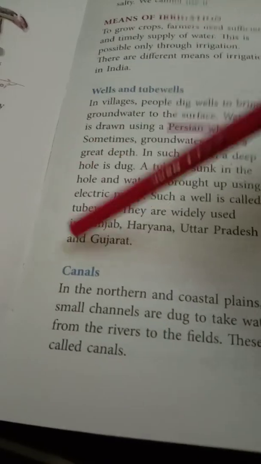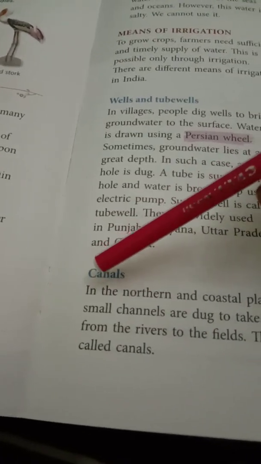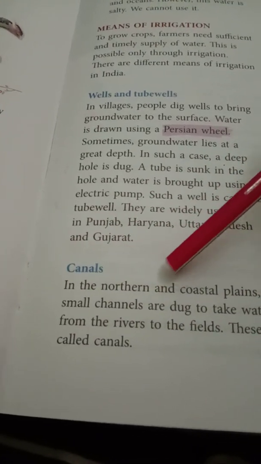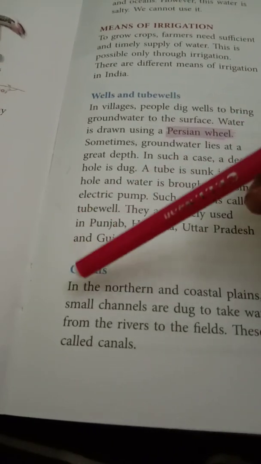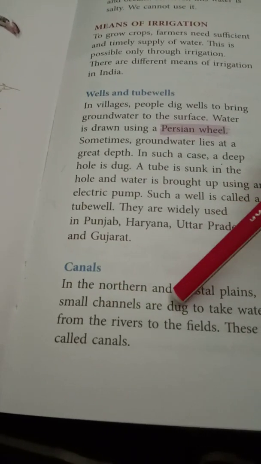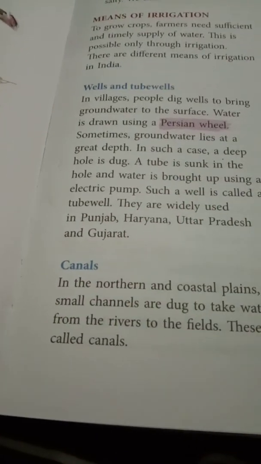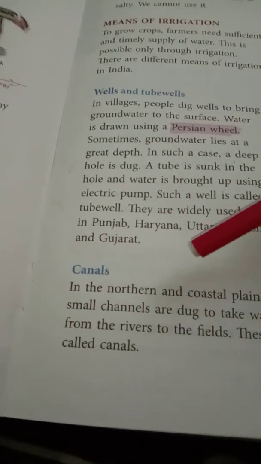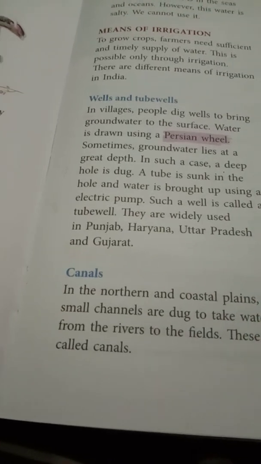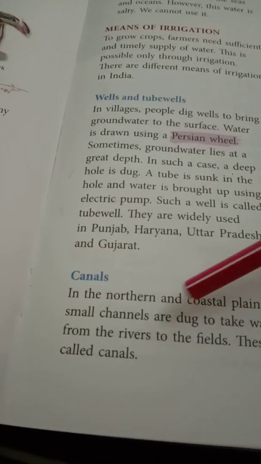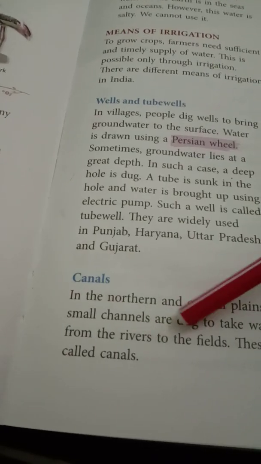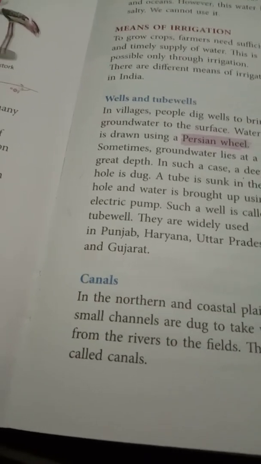Okay, children. Now let's see canals. In the northern and coastal plains, some canals are dug to take water from the rivers. When they make a path, water goes through to the fields. These are called canals. Now, children, tanks.